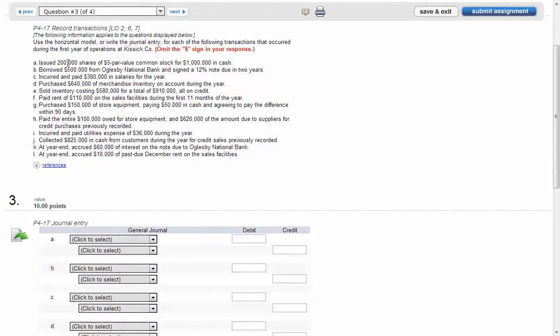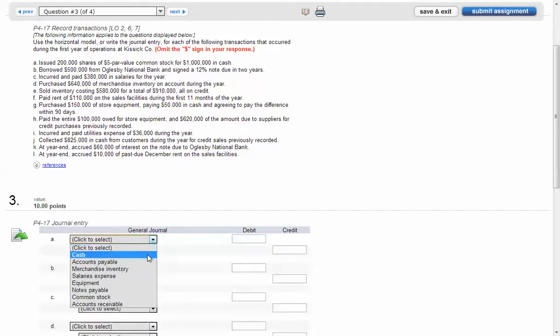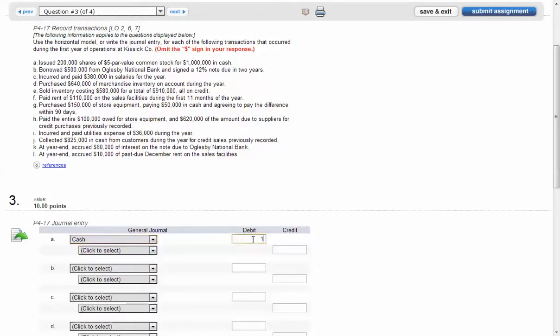It says, A, they issued 200,000 shares of $5 par value common stock for $1 million in cash. Well, if we are going to be receiving $1 million in cash, we know cash is an asset. The only way to increase an asset is with a debit. So we will debit cash for $1 million.